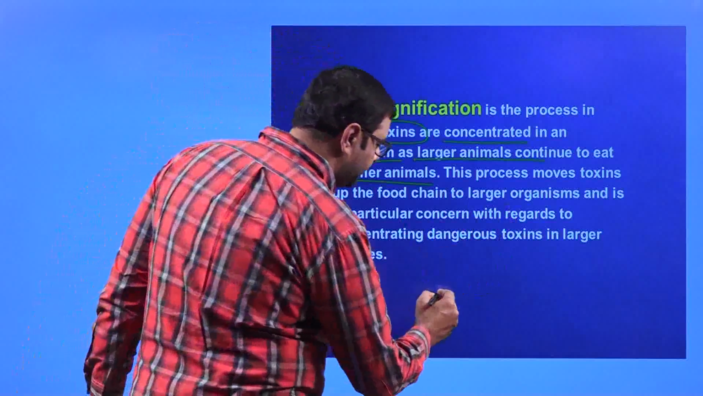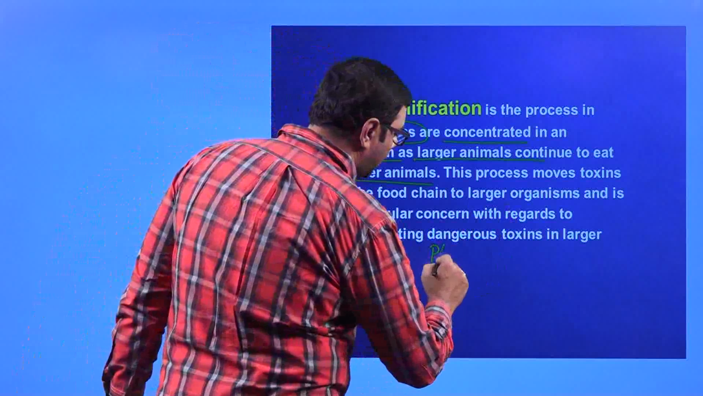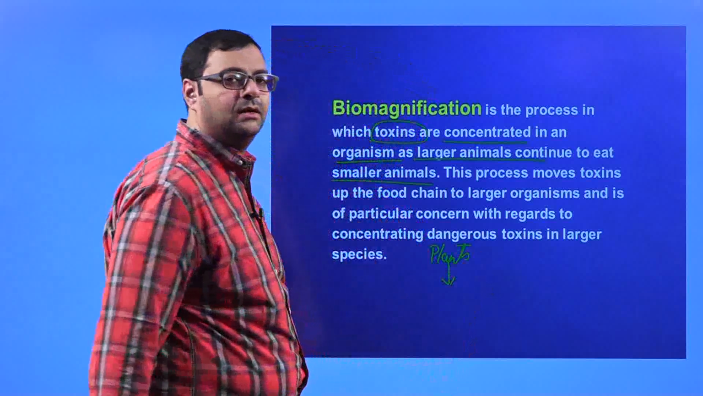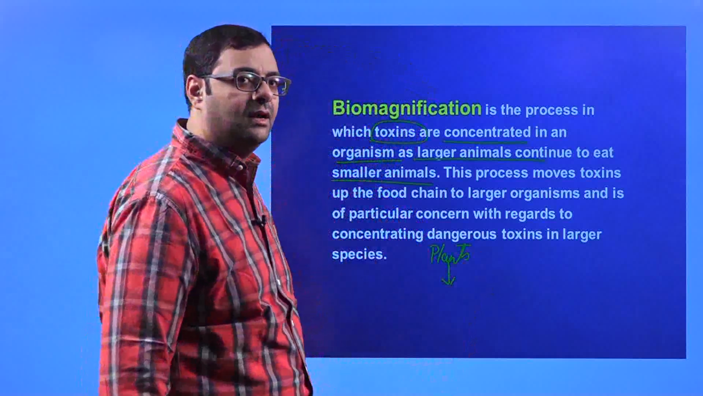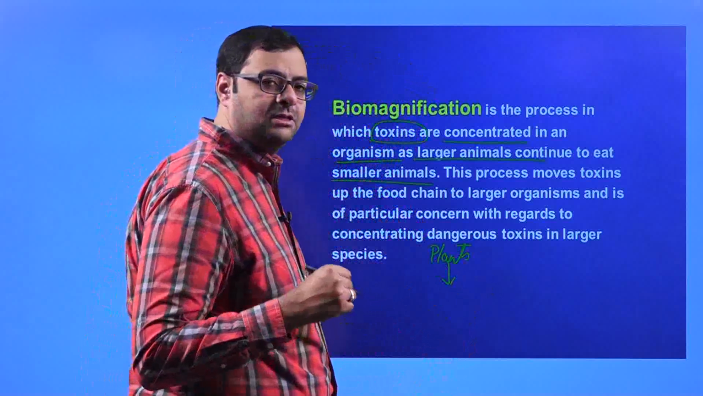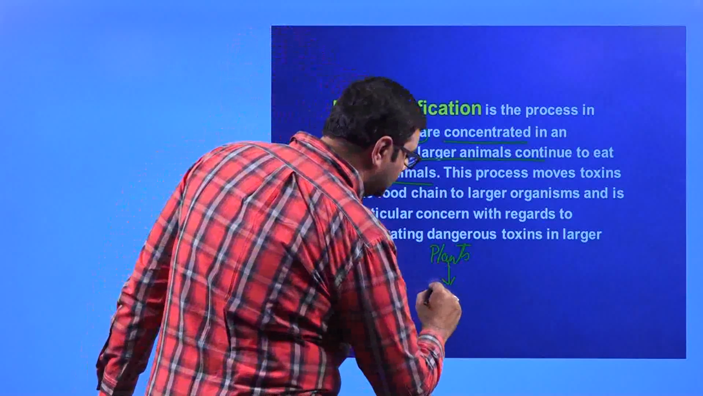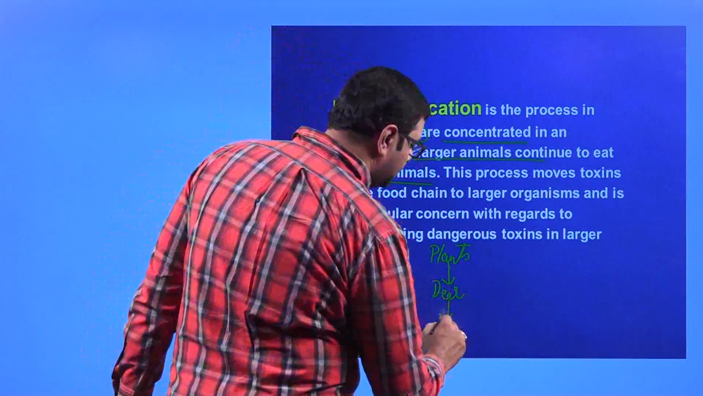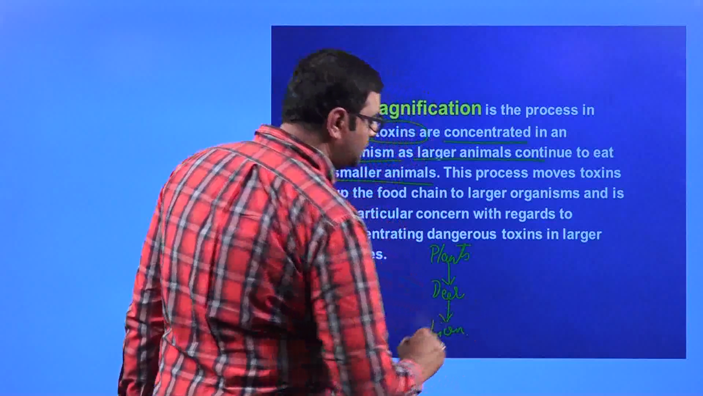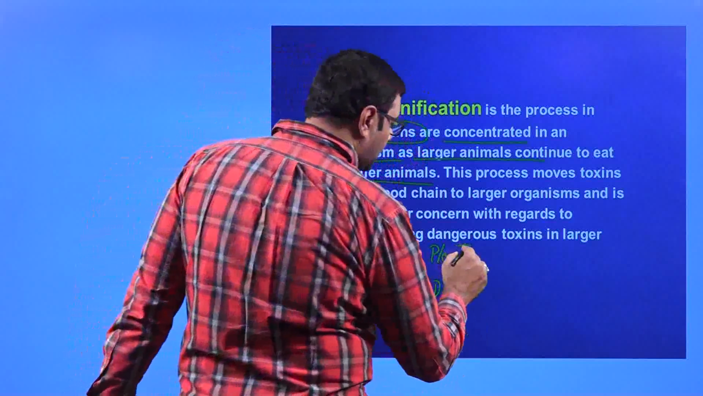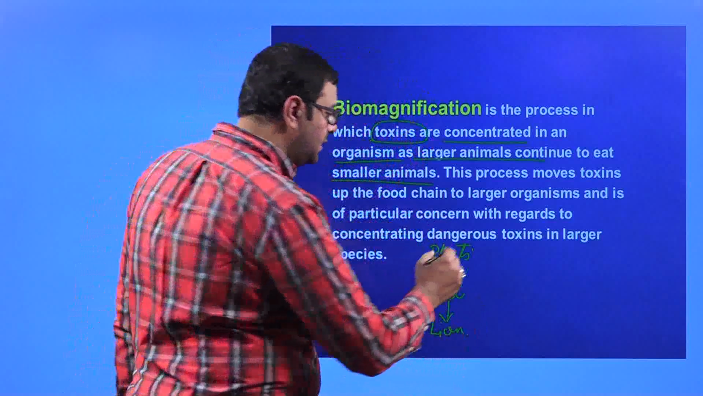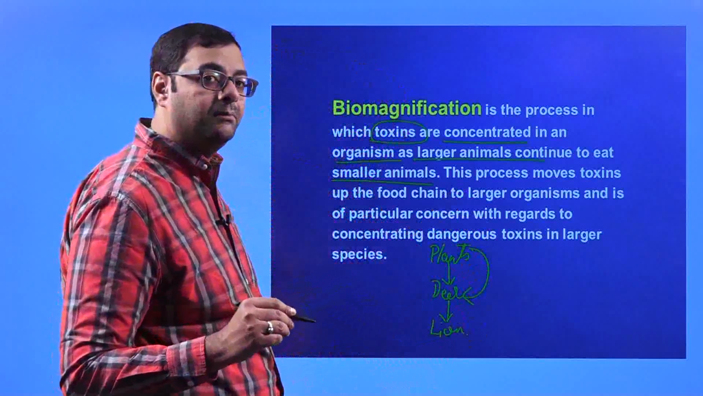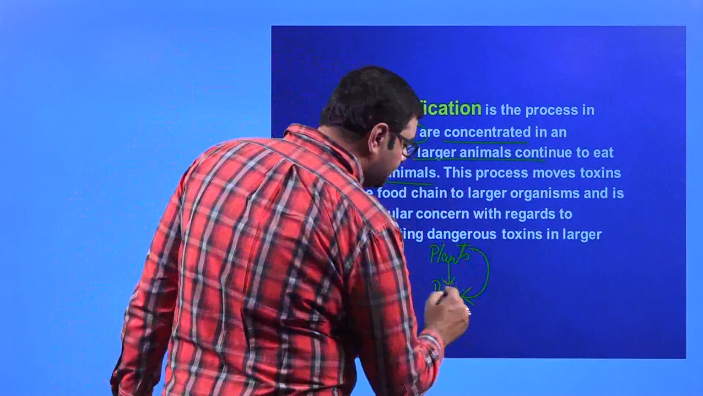So say for example, on plants you are spraying pesticides. Now when you are spraying pesticides, the plant is eaten by a deer. Now the deer can be eaten by a lion. This is the top predator basically. So whatever pesticides are present on the plant are entering into the deer, and this deer is being eaten by the lion.